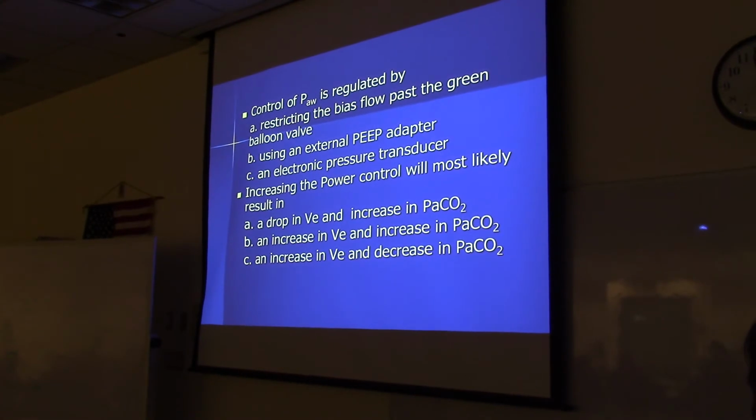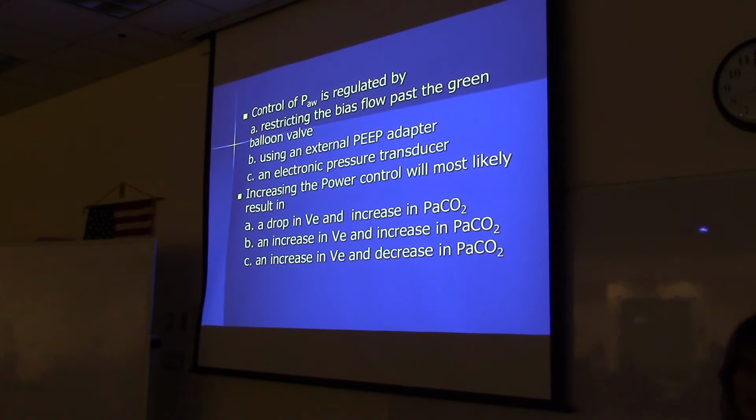All right, next question. Increasing the power control will most likely result in A, a drop in minute ventilation and an increase in the PCO2. B, an increase in minute ventilation and an increase in the CO2. Or C, an increase in minute ventilation and a decrease in the PCO2. C. That's correct, letter C. So power control gives us the amplitude, the more amplitude, the bigger the volume, the more we get rid of CO2.